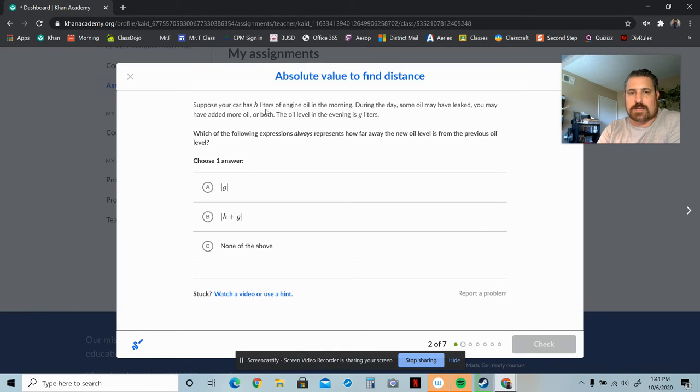So suppose your car has H liters of engine oil in the morning. During the day, some oil may have leaked. You may have added more oil or both. The oil level in the evening is G liters. Which of the following expressions always represents how far away the new oil level is from the previous oil level? So it says your car has H liters of engine oil. During the day, some oil may leak, and you may have added more oil. The oil level in the evening is G liters. Okay. So it's going up and it's going down. They're asking which of the following expressions always represents how far away the new oil level is from the previous oil level.